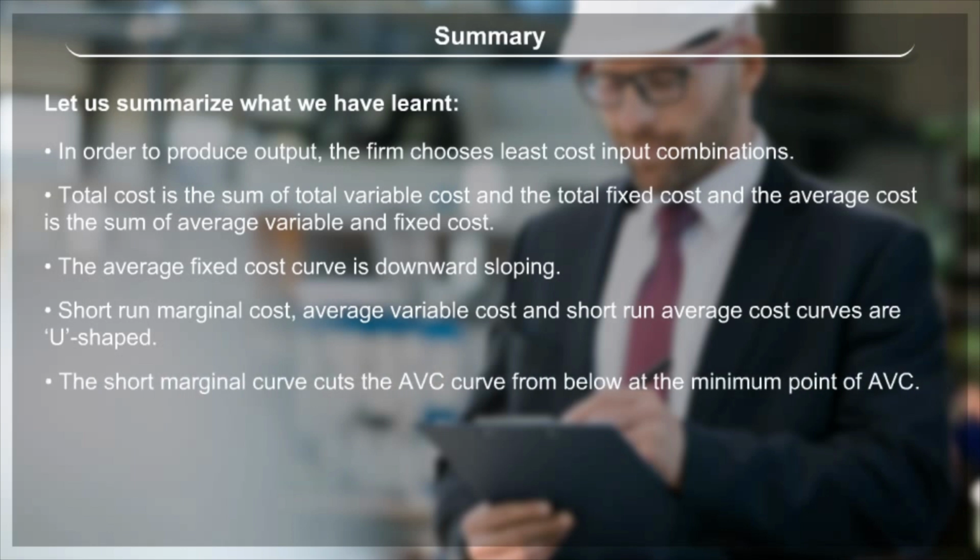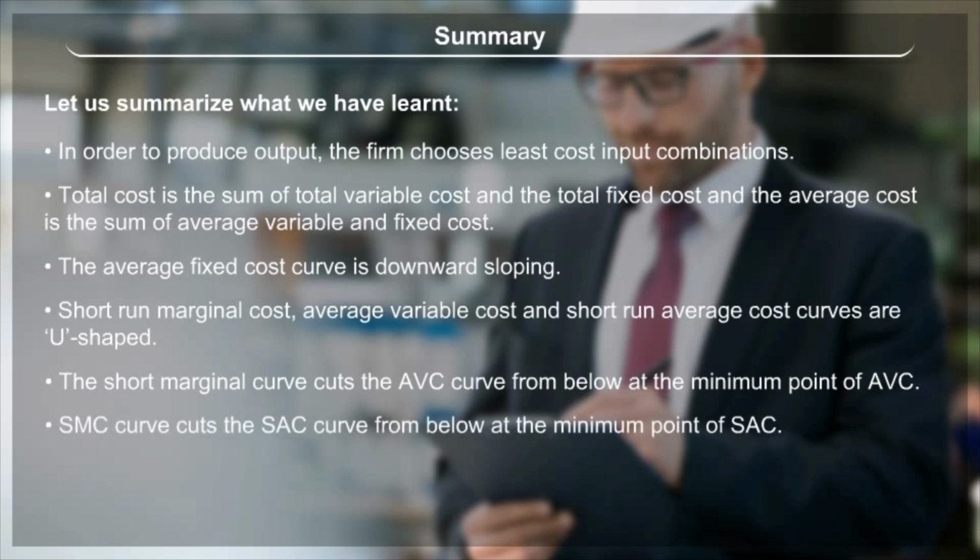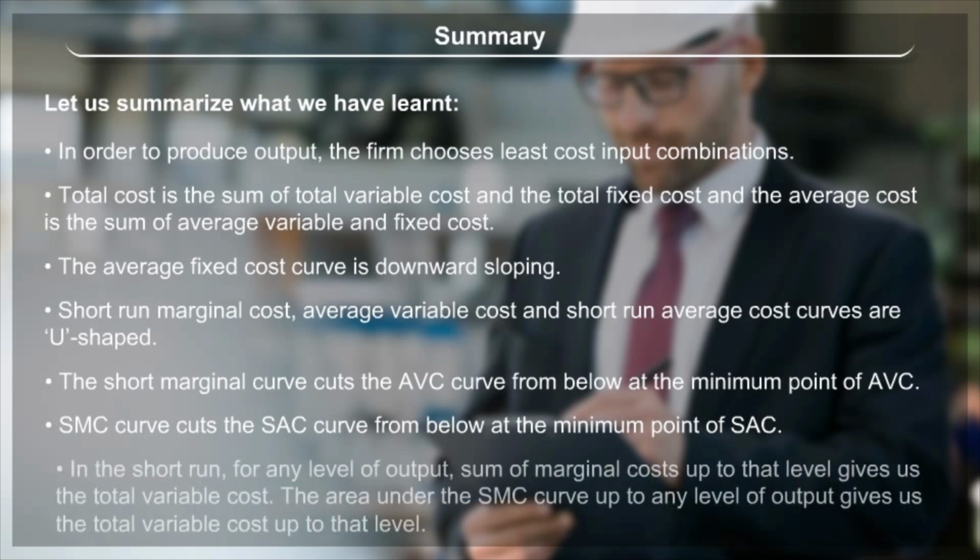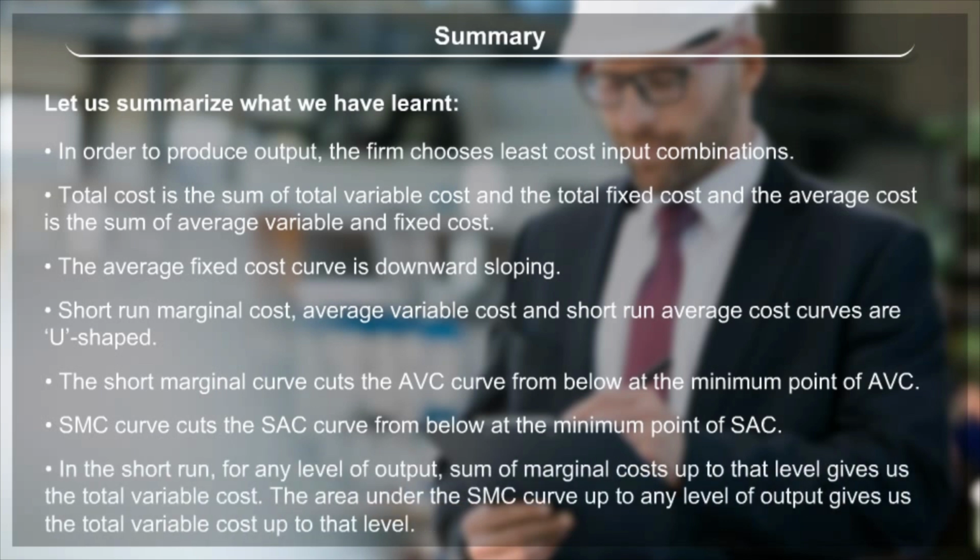The SMC curve cuts the AVC curve from below at the minimum point of AVC. The SMC curve cuts the SAC curve from below at the minimum point of SAC. In the short run, for any level of output, the sum of marginal costs up to that level gives us the total variable cost. The area under the SMC curve up to any level of output gives us the total variable cost up to that level.